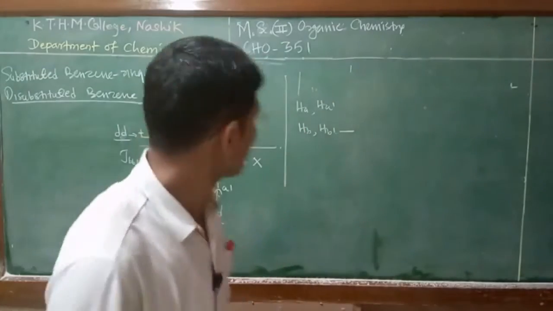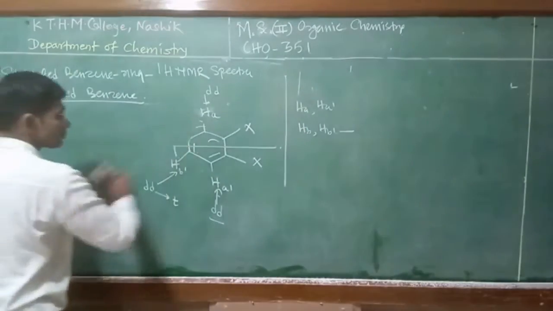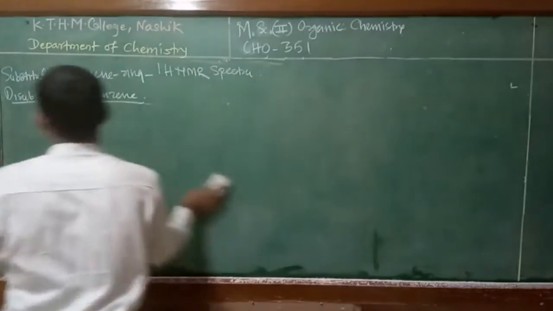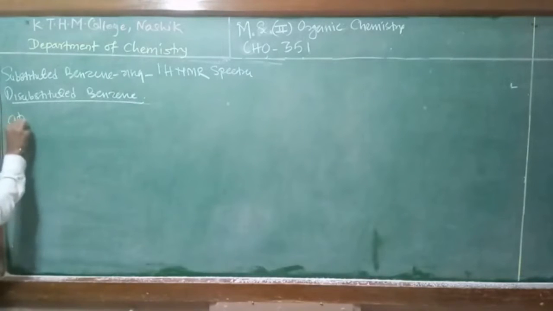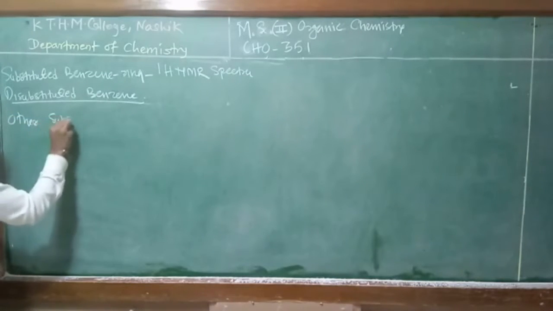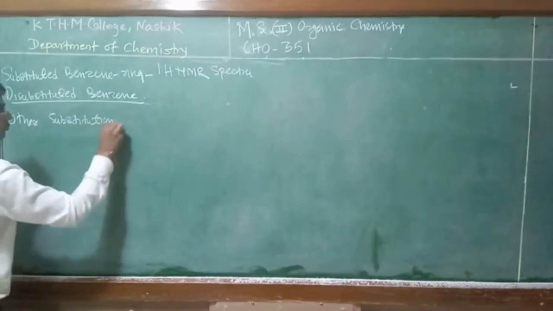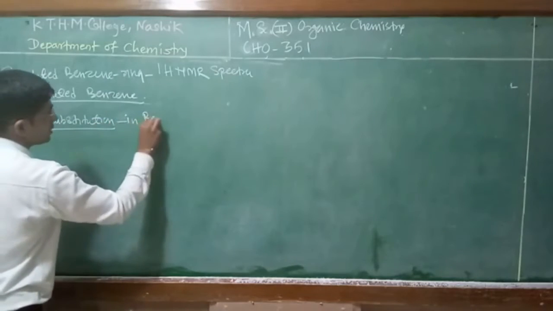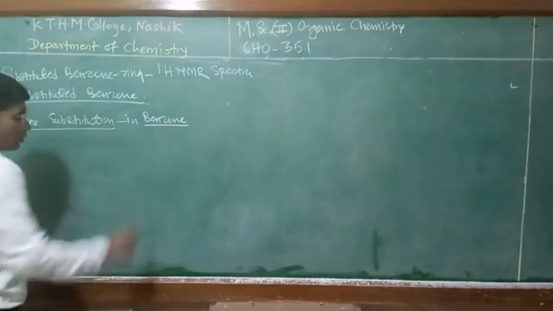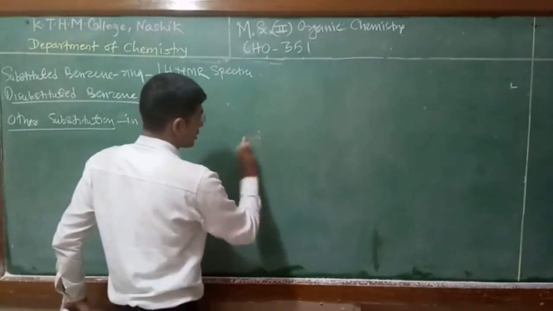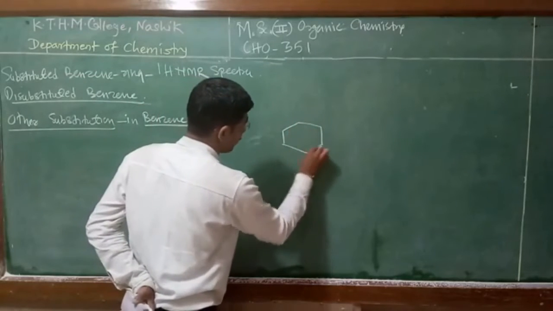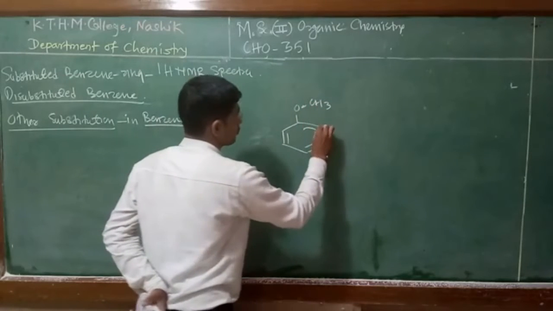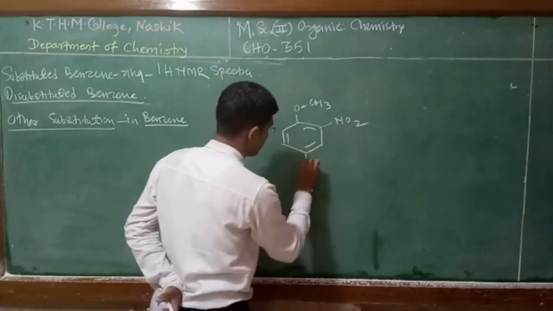Next is the other substitution pattern present in benzene. In that we are going to consider the case of trisubstitution pattern. Other substitution in benzene. So consider the example of the 2,4-dinitroanisole compound. At the 2 position a nitro group and at the 4 position a nitro group is present.